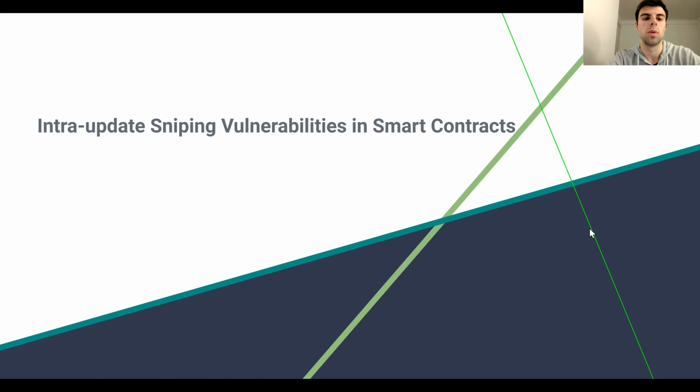Hi everyone, my name is Shmuel Berman, and today I'm going to be talking a little bit about intra-update sniping vulnerabilities in smart contracts, which are vulnerabilities that arise when we update smart contracts and smart contract systems.